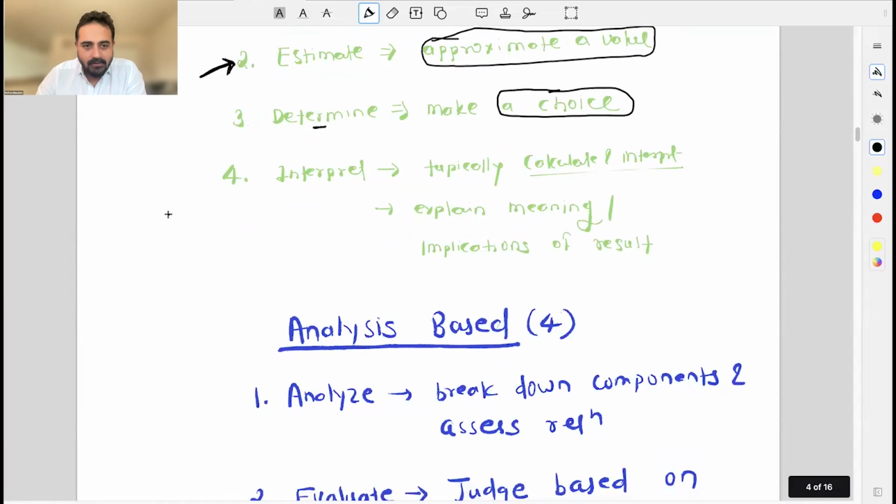If you come across interpret as a command word, typically know that interpret will not be an independent command word, but it would come generally attached to calculate and interpret, right? So these two command words tend to be used together. So first you calculate, then you interpret. And interpret is nothing but whatever you've calculated, you have to explain the meaning of that concept. Okay, so that's your interpret command word.